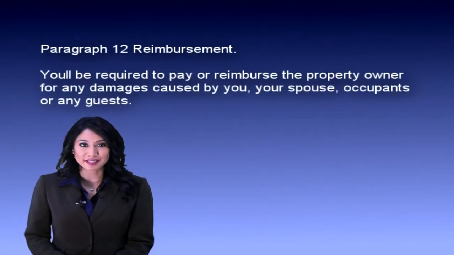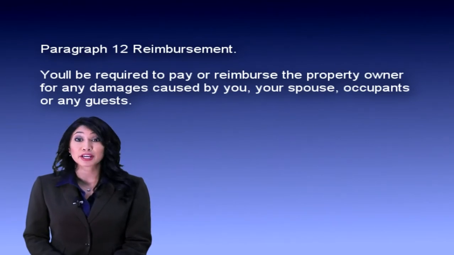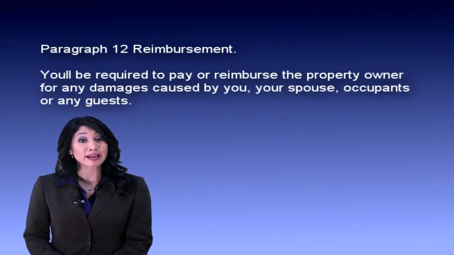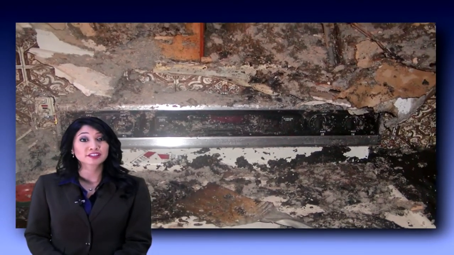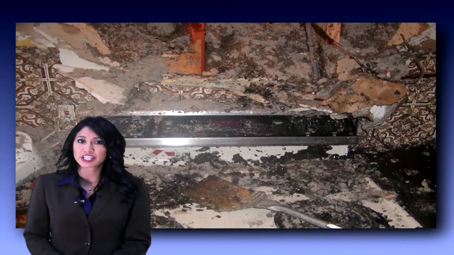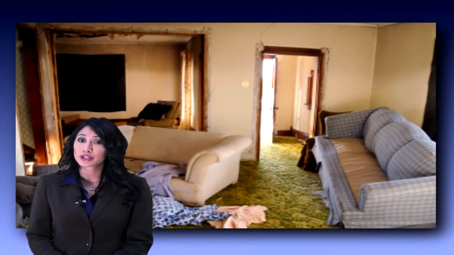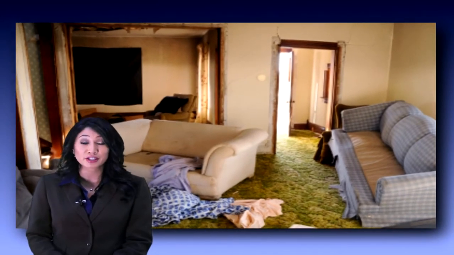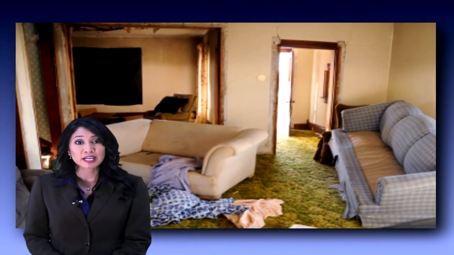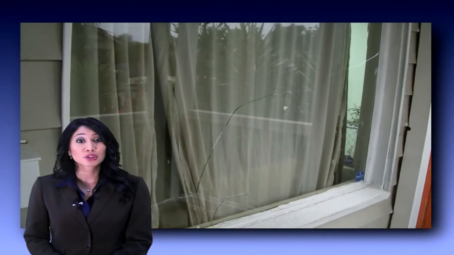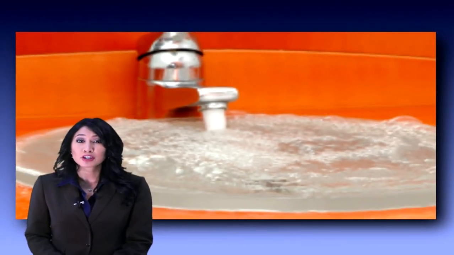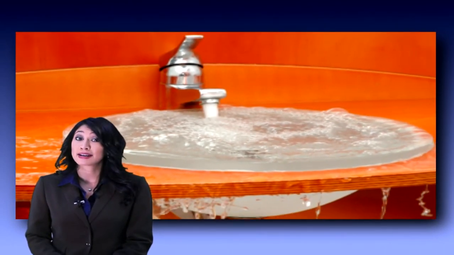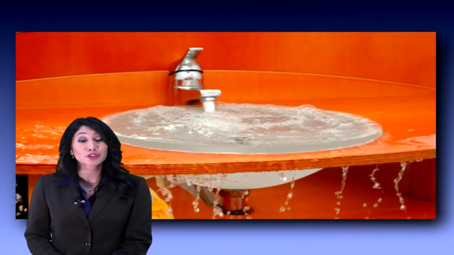Paragraph 12, Reimbursement. You'll be required to pay or reimburse the property owner for any damages caused by you, your spouse, occupants, or any guests. You'll also be liable for any charges incurred because of a violation of the lease or community rules, or property damage resulting from negligence, improper use, or other conduct by any of the parties mentioned above. You will also be liable for damage to doors, windows, or screens, as well as damage from doors or windows left open. Damage from wastewater stoppages caused by improper objects in lines exclusively serving your apartment will also be charged to you.